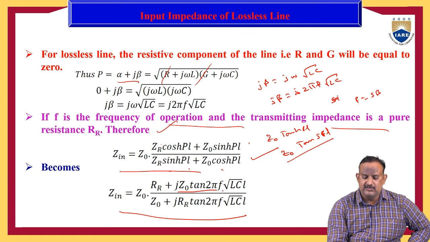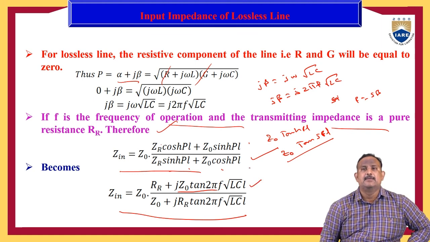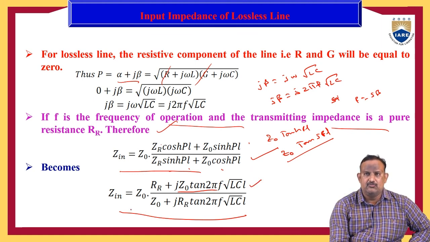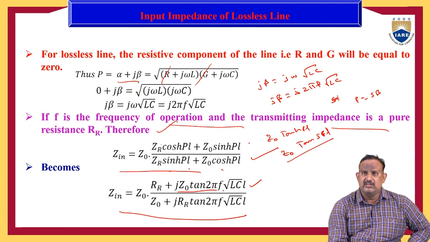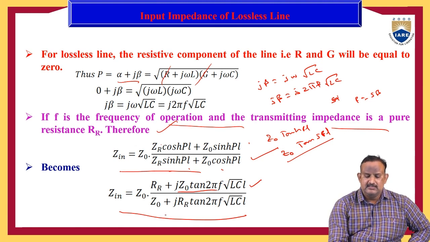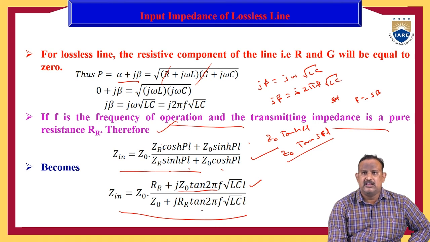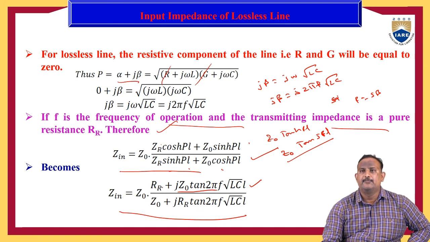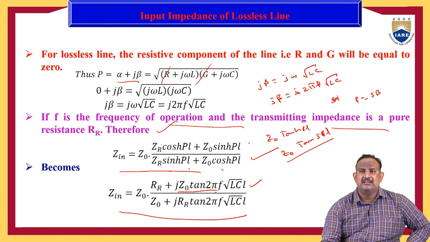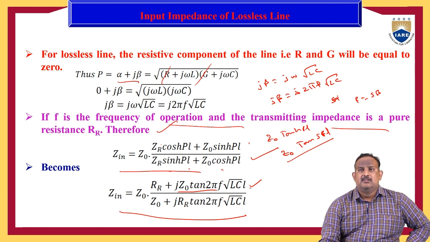2 pi f root LC into L is already there. Therefore, the equation becomes Zn equal to Z0 into (RR plus J Z0 tan(2 pi f root LC into L)) by (Z0 plus J RR tan(2 pi f root LC into L)). So this is the input impedance of a transmission line.